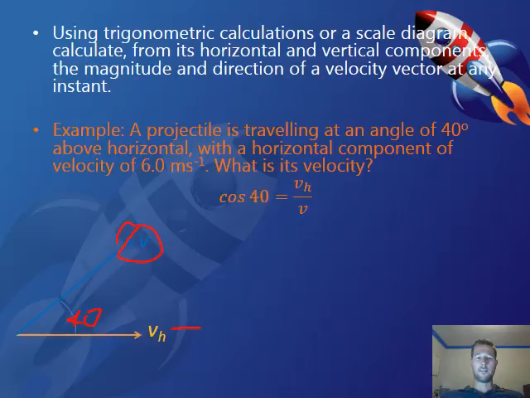Okay, to do this, we use our formula where the horizontal component is equal to the velocity, which is the resultant velocity, times cos theta. Rearranging this equation, we find that the velocity is equal to the horizontal component divided by cos 40, or cos theta, and we get our answer of 7.8 meters per second, and that's in the horizontal direction, in this case being to the right.